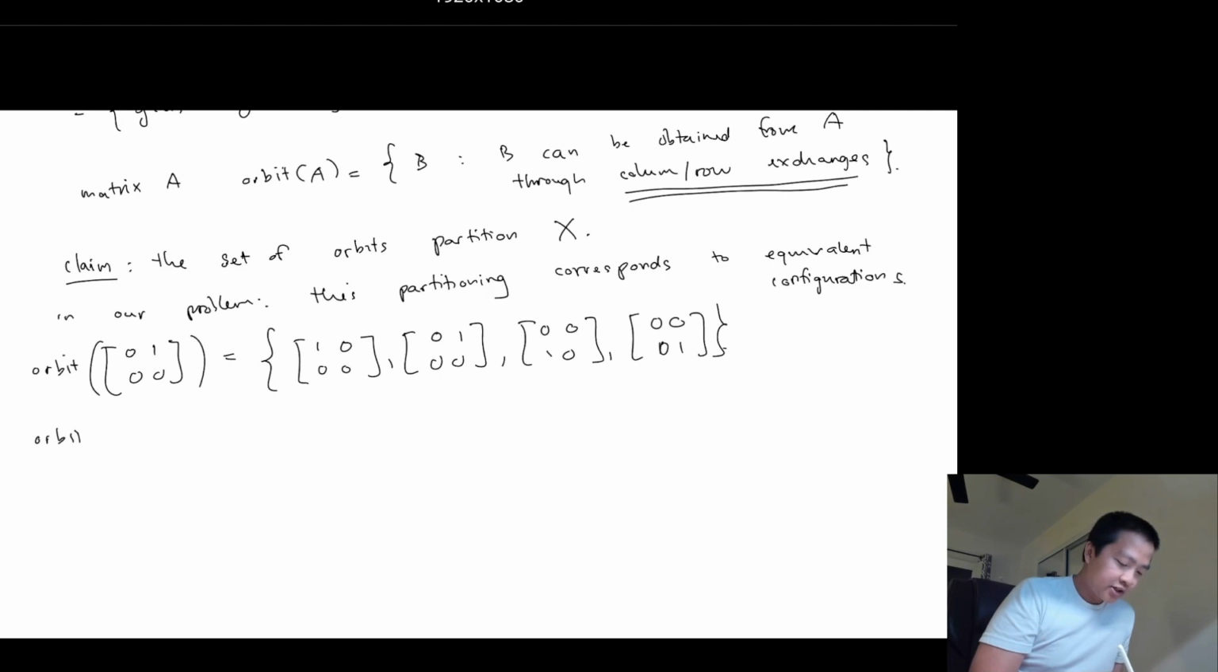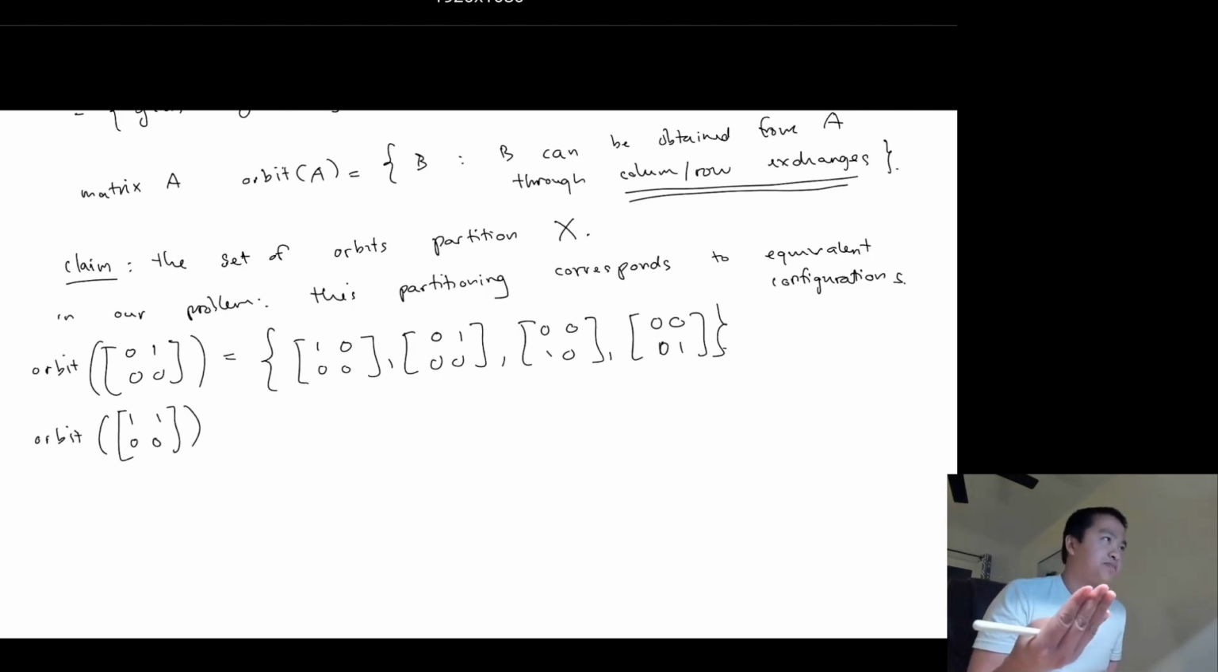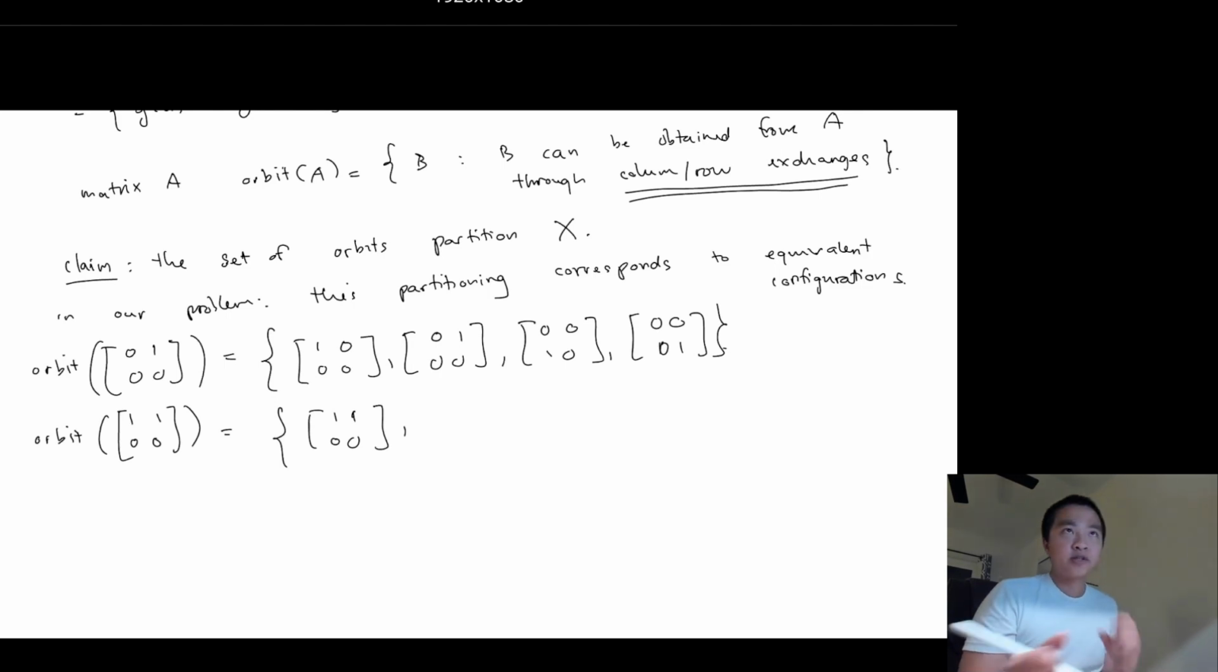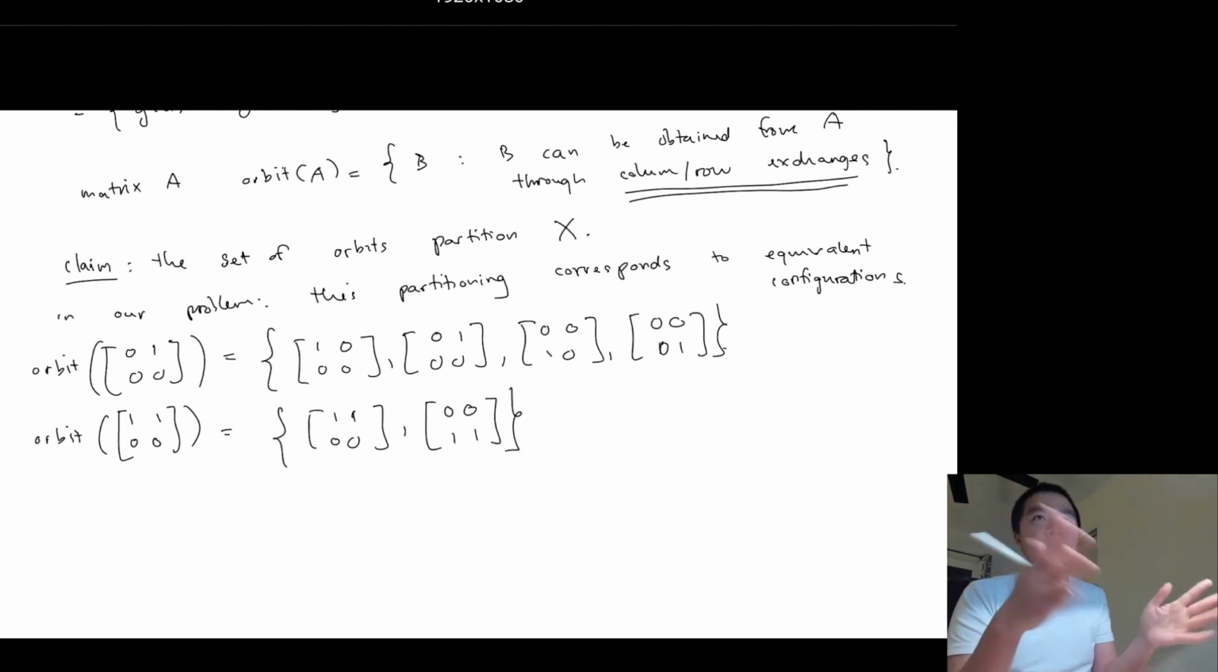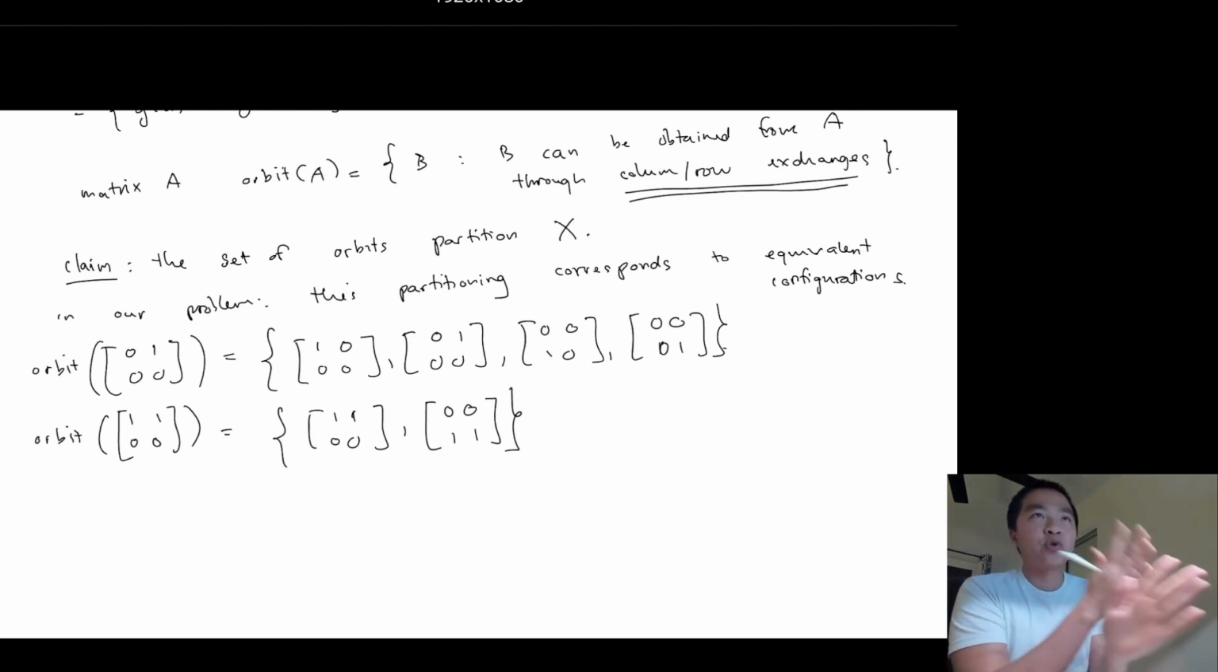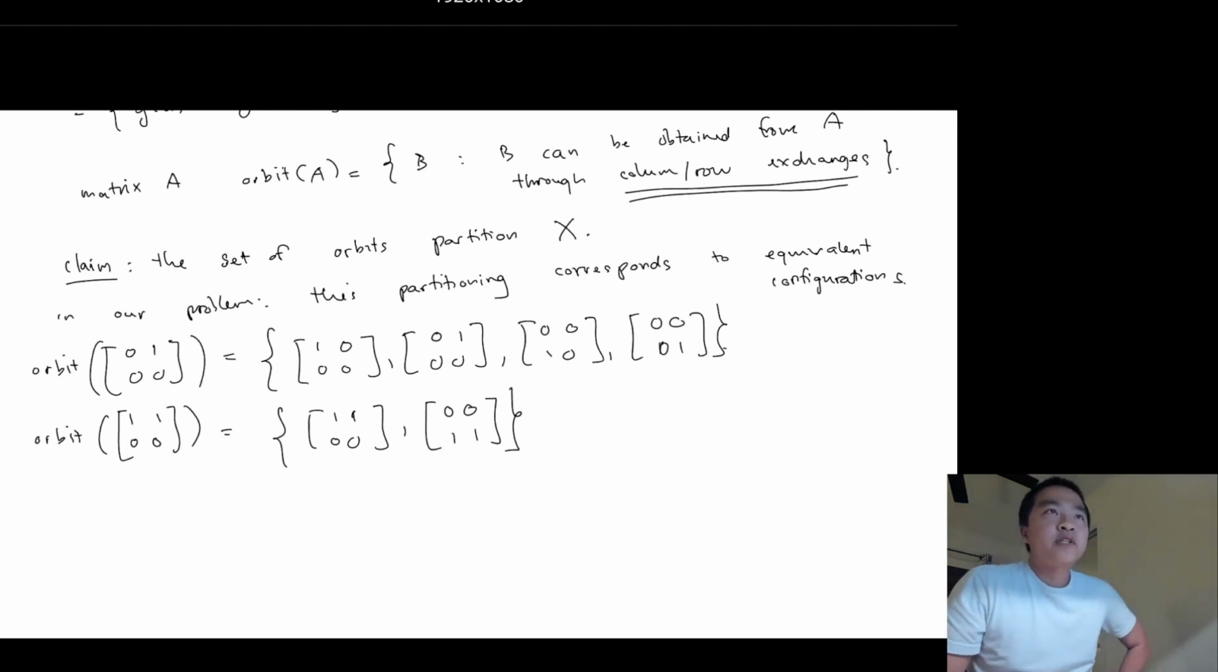Again, you can check the orbit of one of these matrices. You have 2 1s in the first row and 2 0s in the second row. Then you would have the same matrix when you apply the identity permutation, or you can swap the rows, and that's what you get. If you swap the 2 columns, it doesn't change anything, so you still get one of these 2 configurations, and so on and so forth.